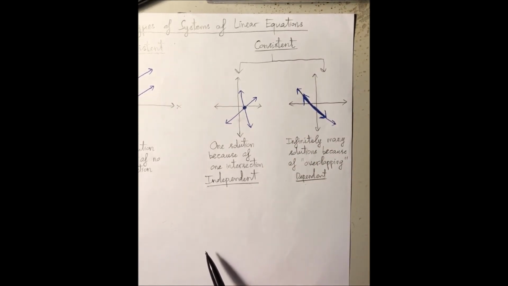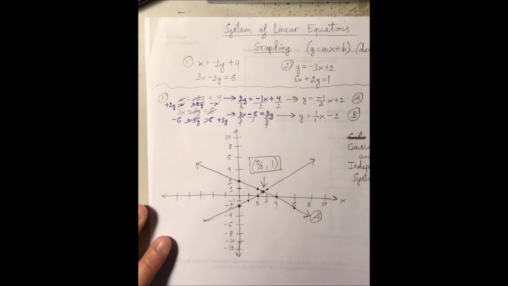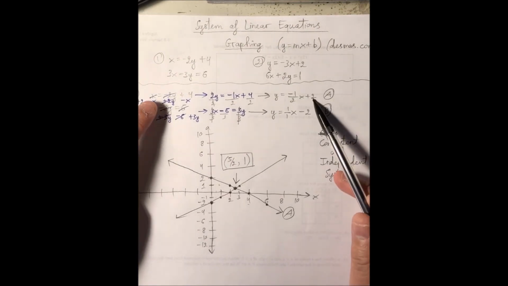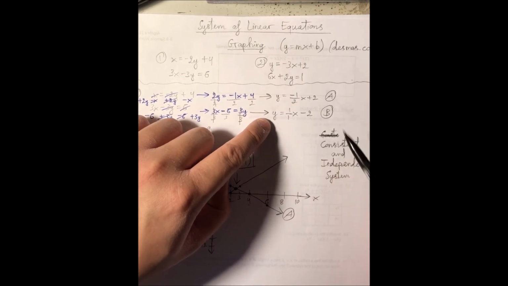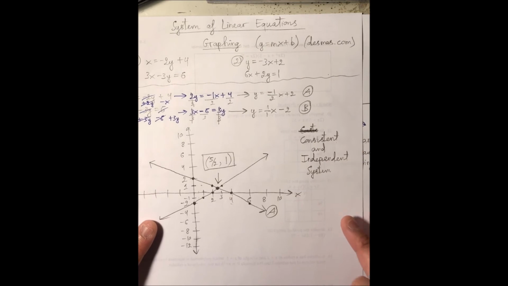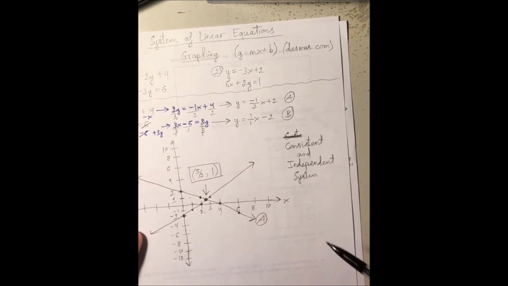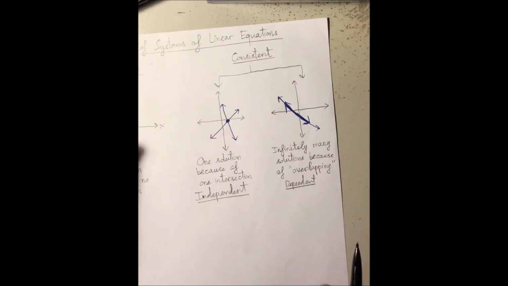So for example, back to example 1 of graphing, I convert these two equations to the slope-intercept form, denoted by capital A and capital B, and when I graph them out, they intersect each other at exactly one point. So I only have one solution for this system of linear equations. So this system is a consistent and independent type of system of linear equations. What about the next one?